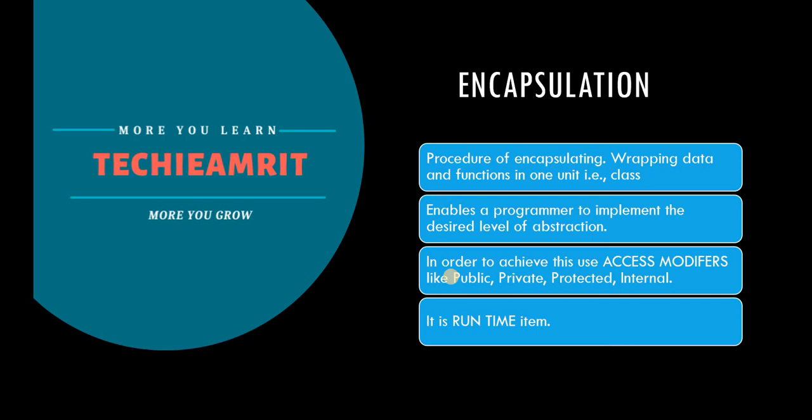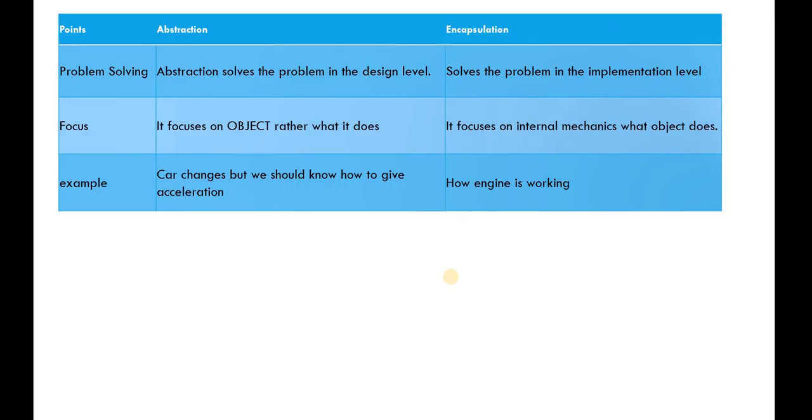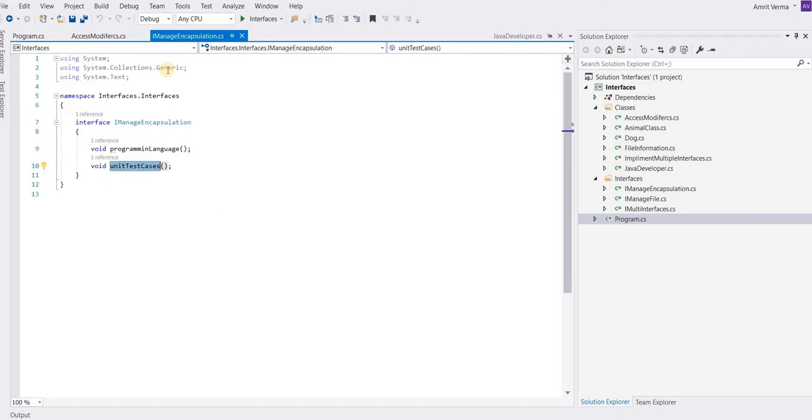Encapsulation does it a bit differently. It focuses on the internal mechanism, on what actually happens. In abstraction you focus on the object rather than on what it does, but in encapsulation you focus on the internal mechanism, what the object actually does, right? Abstraction solves the problem at the design level, as I explained, but encapsulation solves the problem at the implementation level.